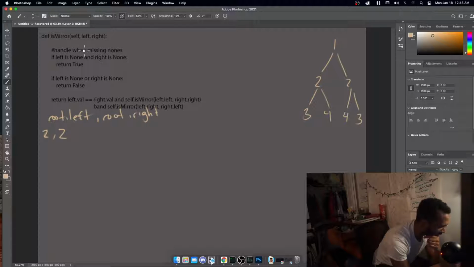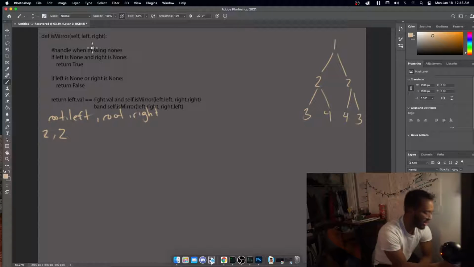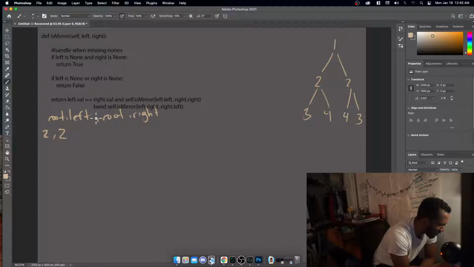So it says, if left is none and right is none, return true. Both of these are 2 and 2, so they're clearly not none, so we're not going to do that. If left is none or right is none, well, neither of these is none, right? So we're going to keep going. Then we're going to return this condition: return left.val is equal to right.val, and self.isMirror(left.left, right.right), and self.isMirror(left.right, right.left), right? So we can write this like this.